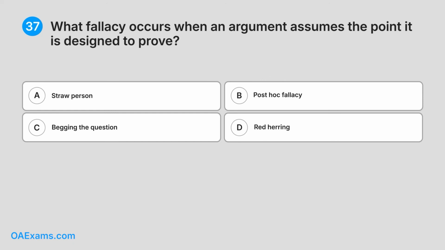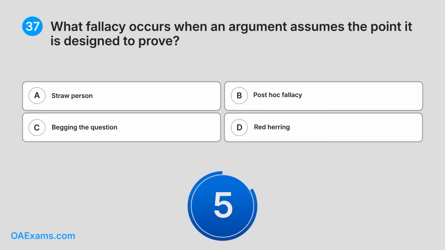What fallacy occurs when an argument assumes the point it is designed to prove? A. Straw person. B. Post hoc fallacy. C. Begging the question. D. Red herring. Can you guess the answer?